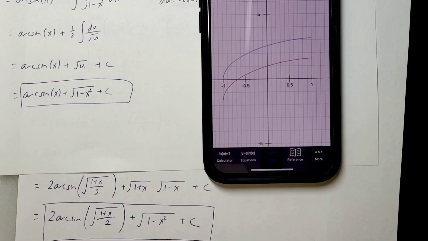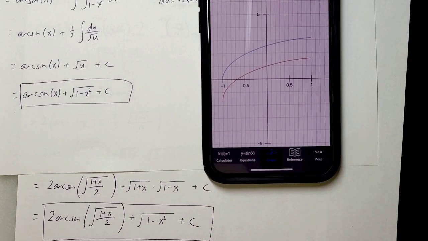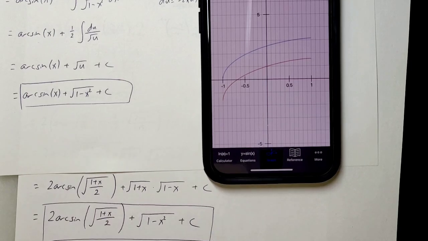So you can clearly see it's just a shift. So just lump it into the plus c. So it's the same answer, okay, even though it looks different.